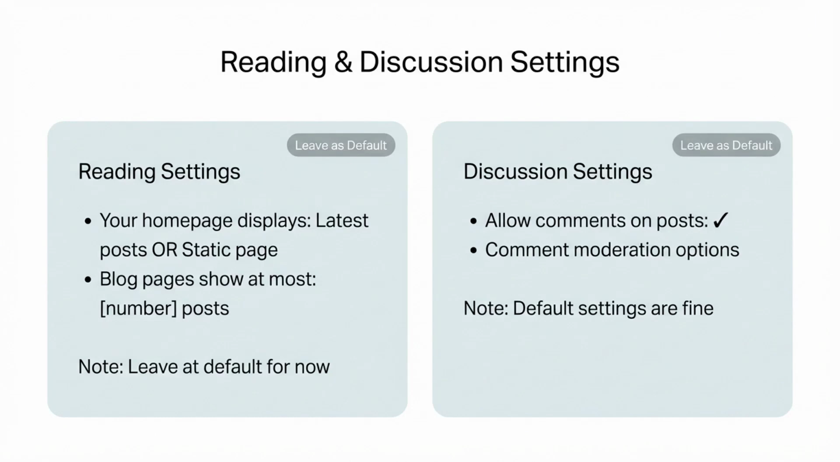Reading settings control things like how many posts appear on your blog page, and whether your homepage shows your latest posts or a static page. For now, leave these at their defaults. You'll revisit them once you start building out your pages. Discussion settings handle comments and moderation. Again, the defaults work fine for most sites starting out.